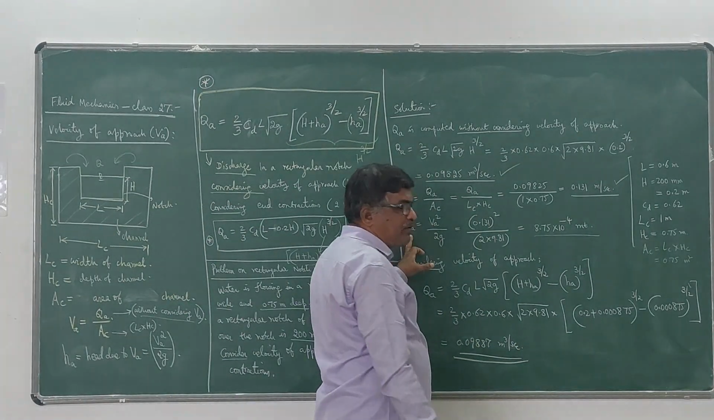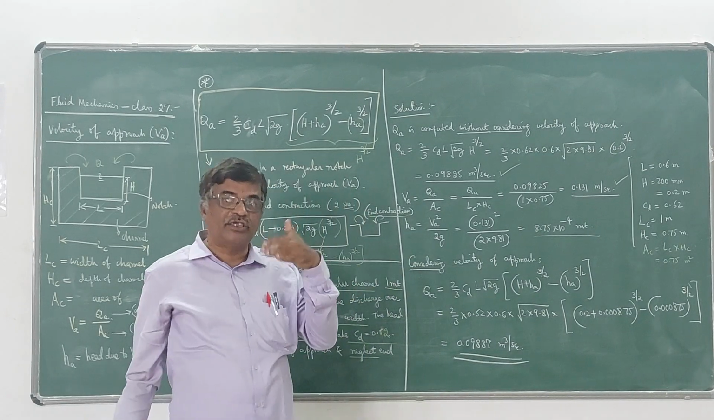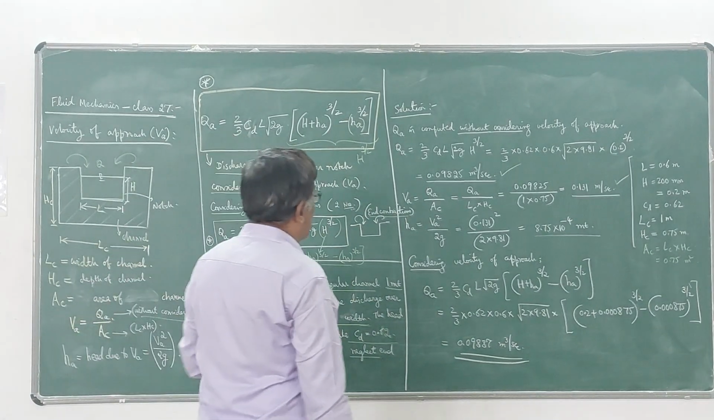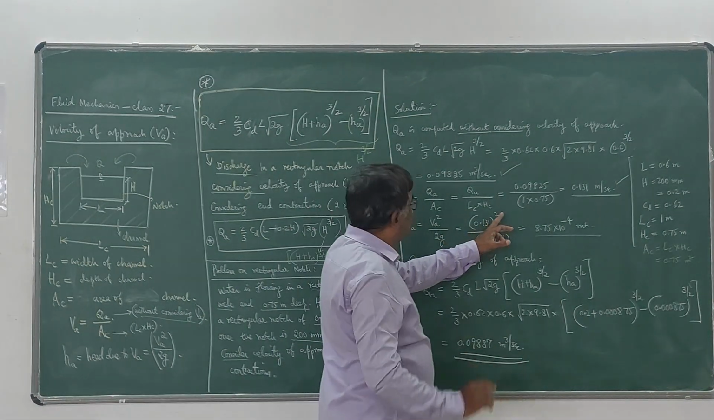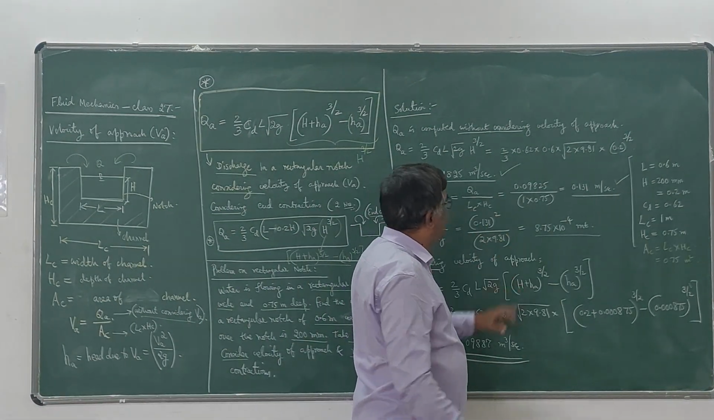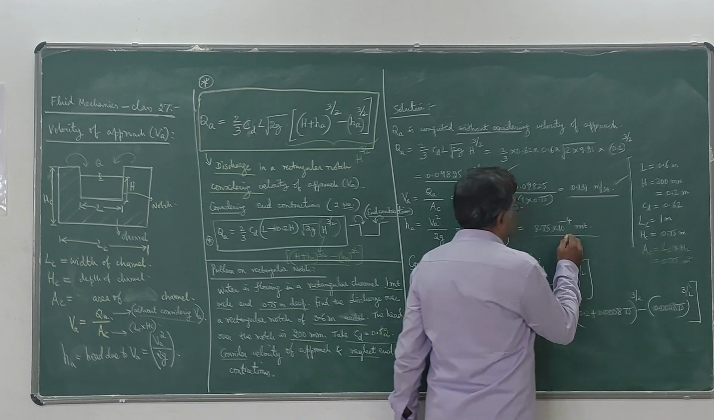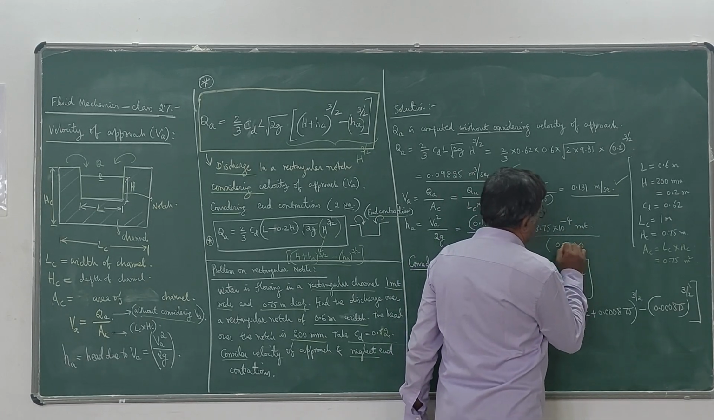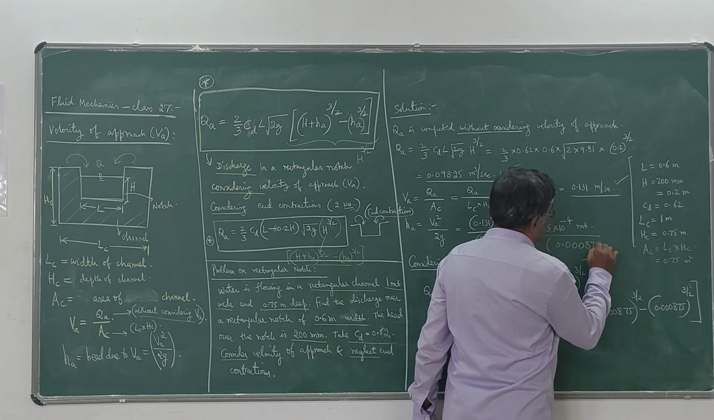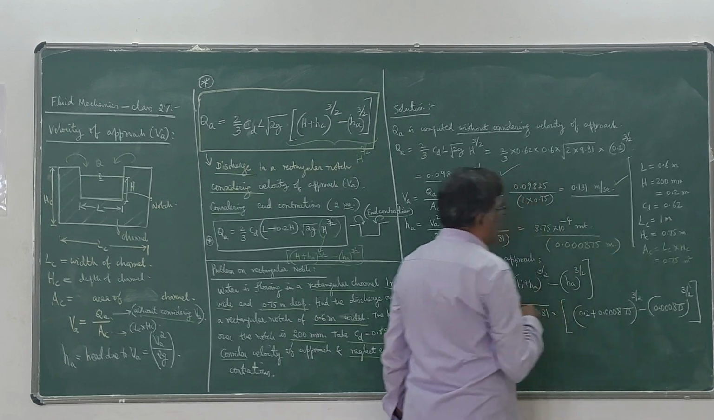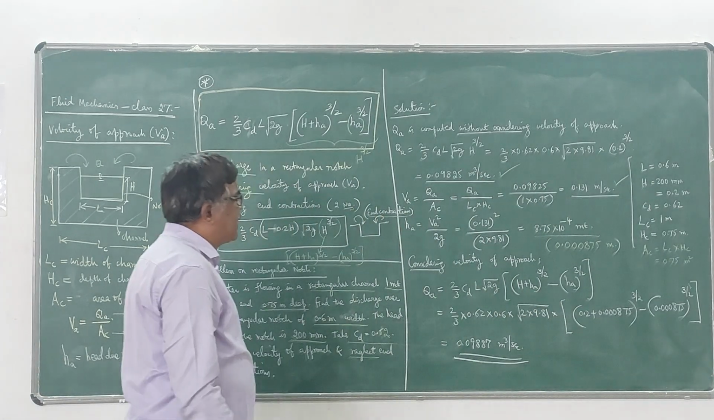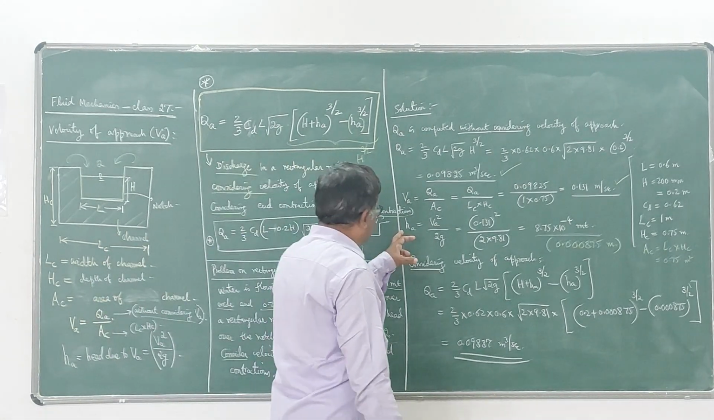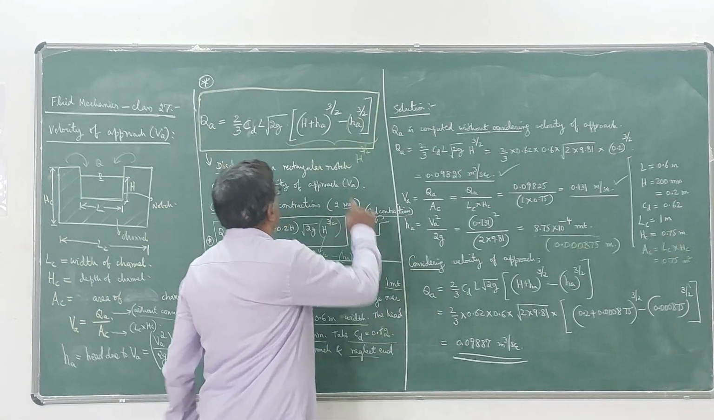Now, once you get the VA value, calculate the value of HA. HA is the head due to velocity of approach, VA square by 2g. So 0.131 square divided by 2 into 9.81 gives 8.75 into 10 to the power minus 4 meter, or it can be written as 0.00030 meter. It's a very small number, in meters of course. Now, after getting the value of HA, we have to use this formula.